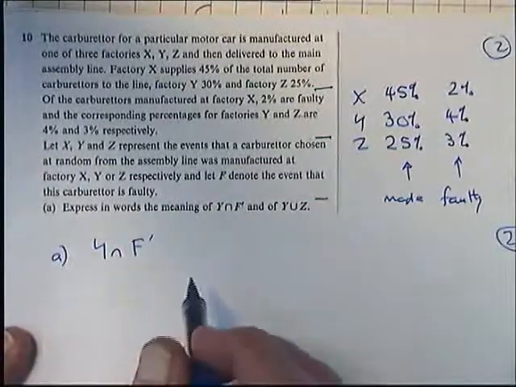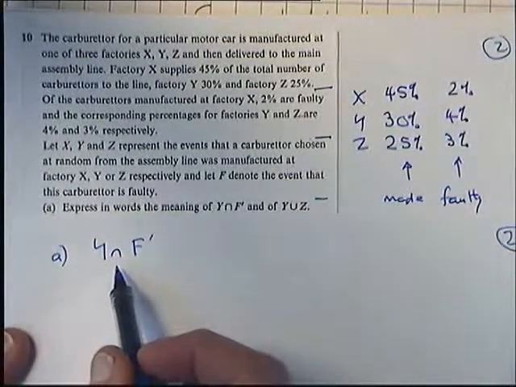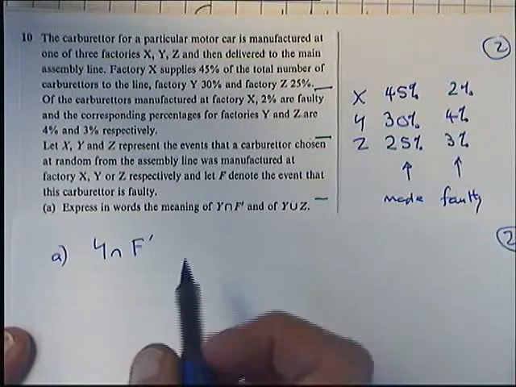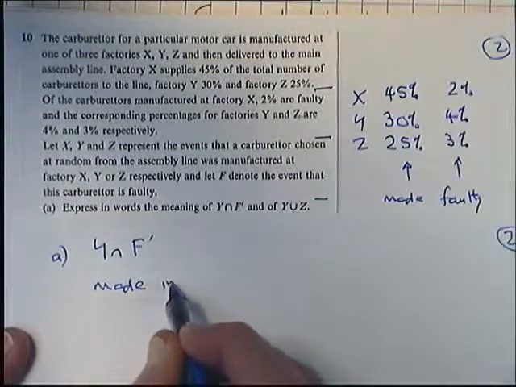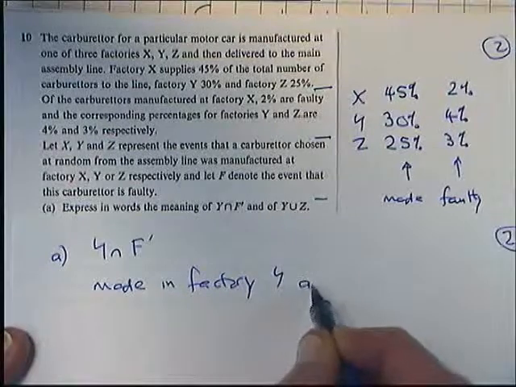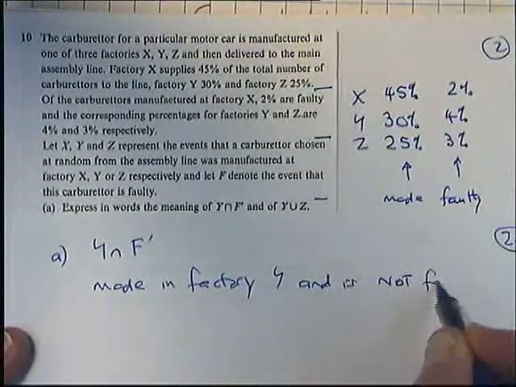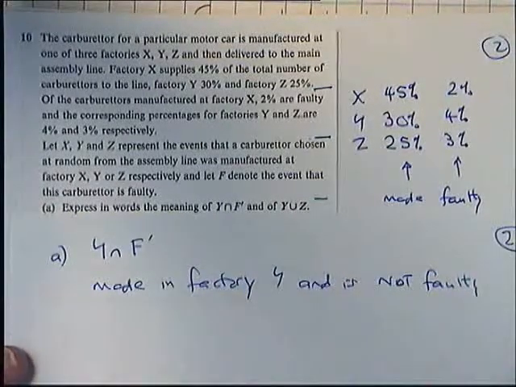So what does that mean in words? If you're not allowed to use the intersection symbol up there, what does that actually mean in a real life sentence? Anybody? Yeah, that's Y, but not faulty. So it's made in factory Y and is not faulty. Made in factory Y and is not faulty. The not bit is because of the dash on the F there.